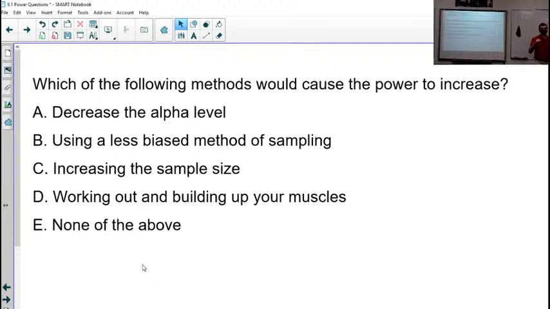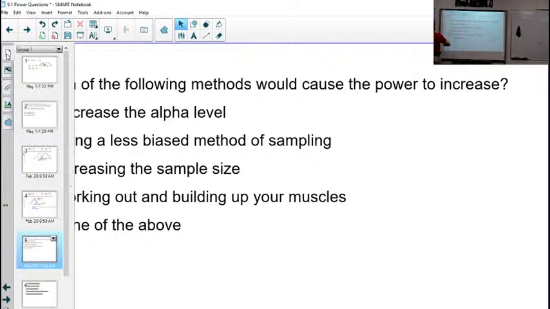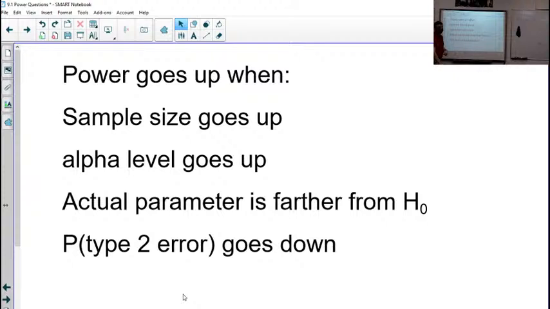So getting a fluke set of free throws that lets me get away with saying that my free throw percentage is 80% is much less likely if I'm taking a higher sample because it decreases variability. So here are the big ones to know. Power goes up when sample size goes up. We just talked about that. Because you're more likely to catch me by giving me a larger sample. Alpha level goes up because we reject more often in that case, which means you're going to catch the change more often.